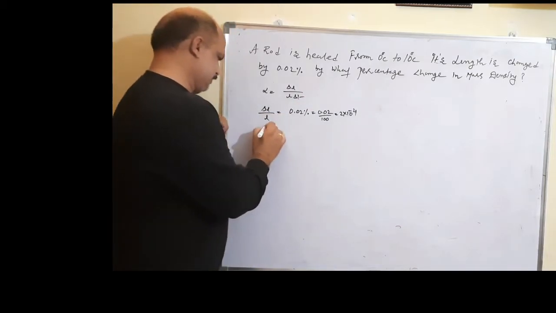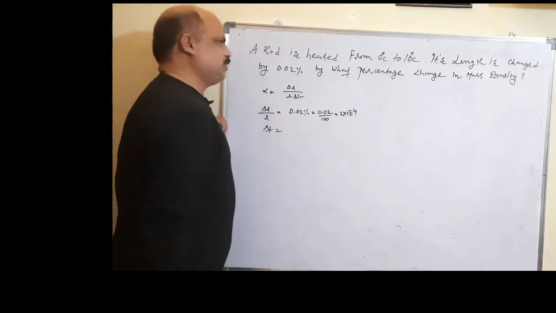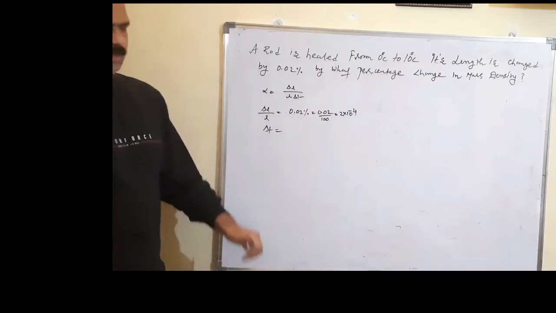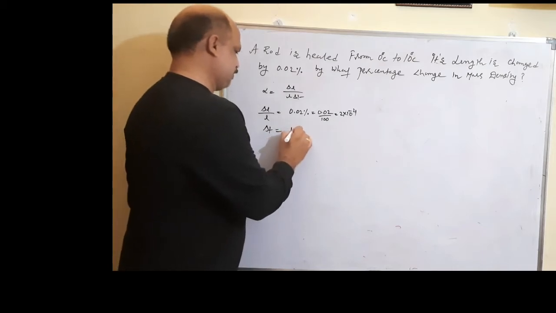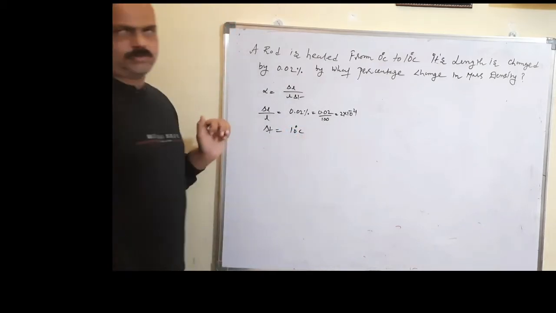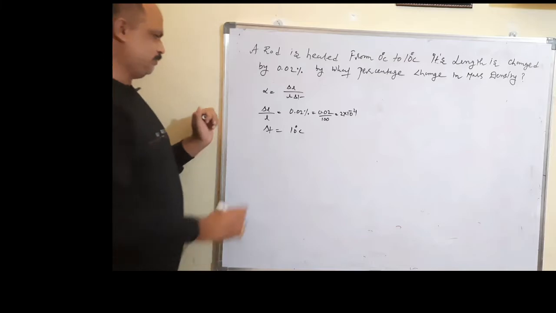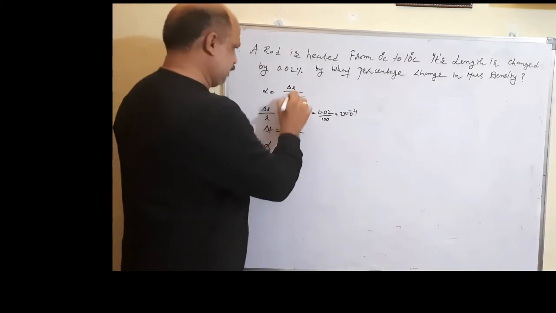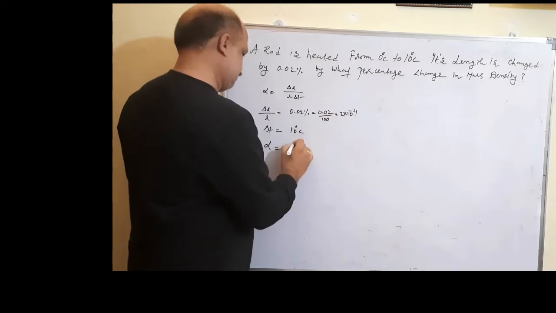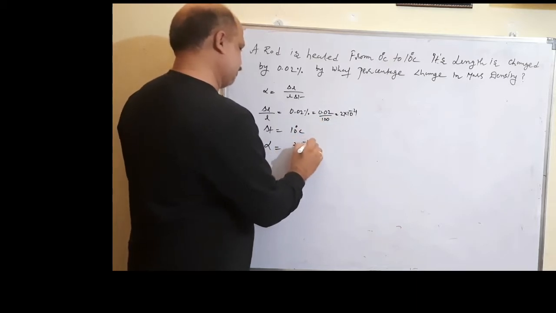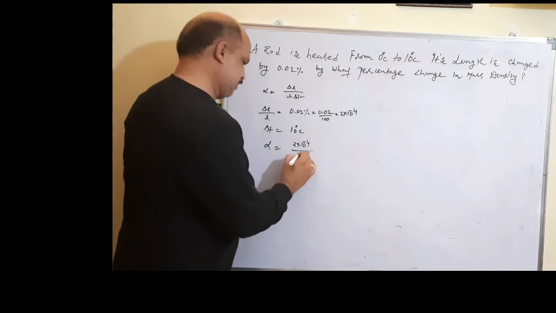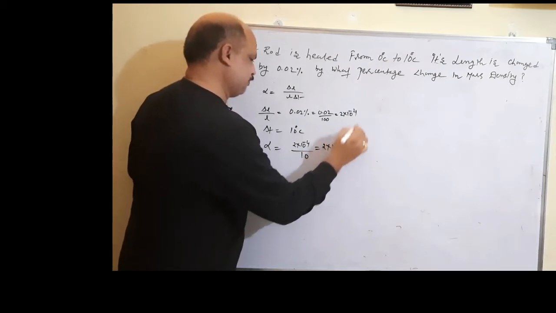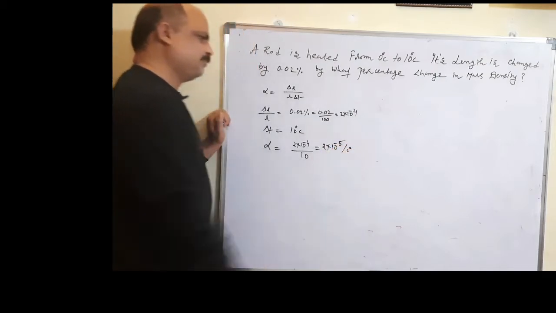Delta T is equal to how much increase in temperature from 0 to 10? That means 10 degrees centigrade. First we find out alpha value. So alpha is equal to delta L by L, which is 2 into 10 to the power of minus 4 divided by delta T 10. That is equal to 2 into 10 to the power of minus 5 per degree centigrade.